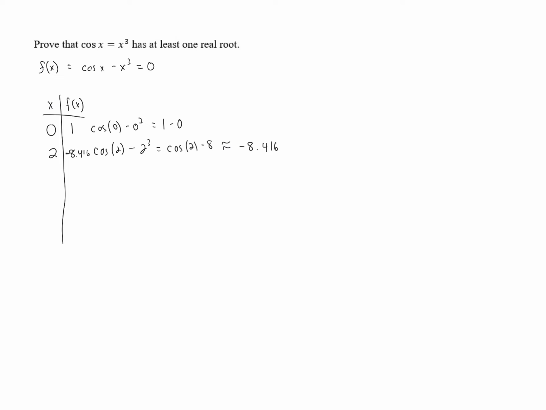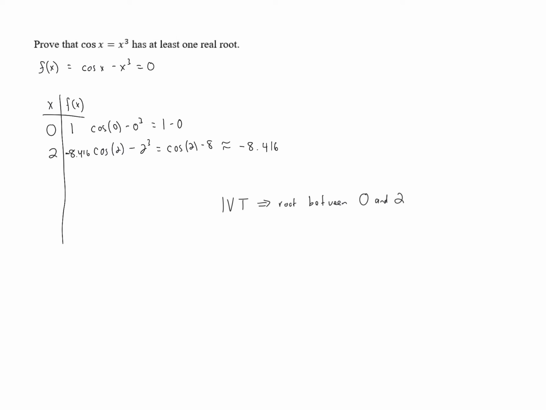So the intermediate value theorem, the IVT, tells us that we have a root between 0 and 2. And so we're good to go.